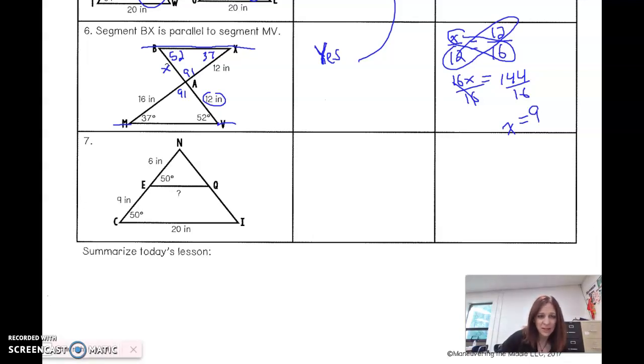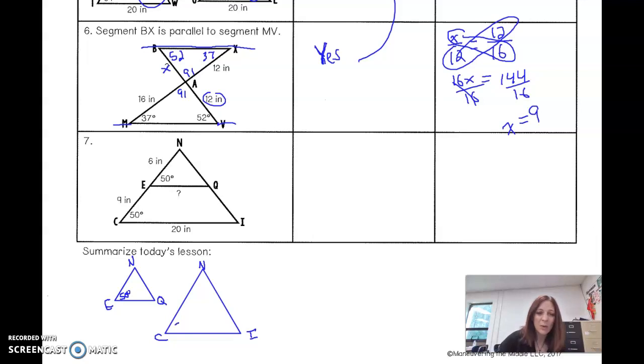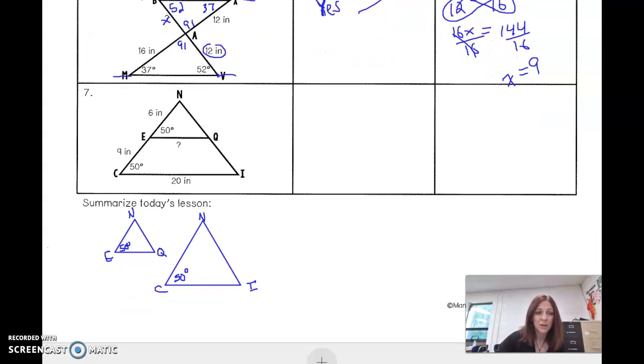All right, so see NEQ here? I'm going to rewrite it right here. Okay? And then I'm going to take the big triangle here, and I'm going to do that one too. Okay? So this is NQE, and this one is NIC. A lot of times it's easier to see it when they're not on top of each other. Okay? So pull them apart. We can look right here. This is 6, and this is our x.